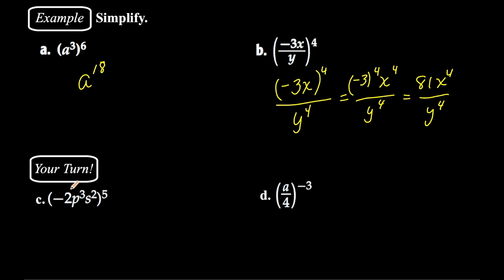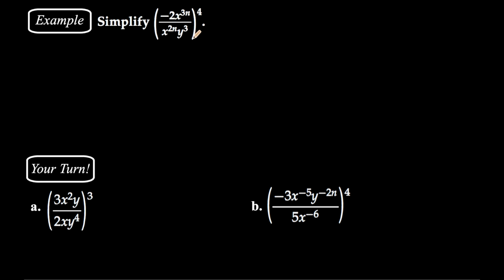All right, this example, we have a fraction and everything is raised to the fourth power. So I'm going to go ahead and write that out. Negative 2 raised to the fourth power. And then I have x to the 3n raised to the fourth power, all over x to the 2n, again raised to the fourth power, and y to the third raised to the fourth power.